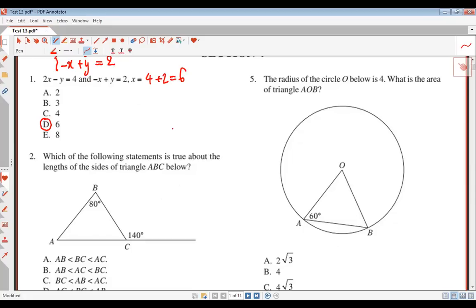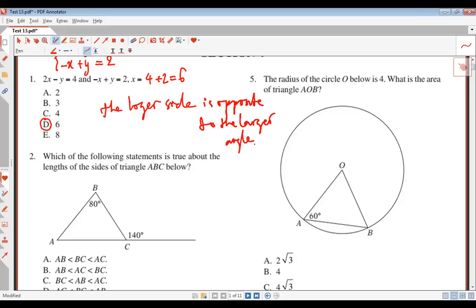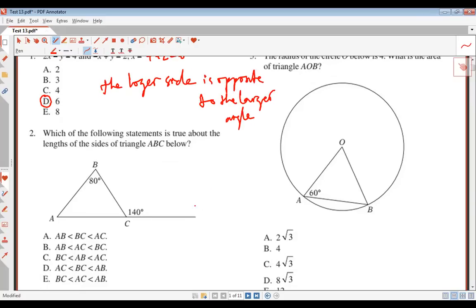We should know that the longer side is opposite to the larger angle, because here we need to compare the lengths of the sides of the triangle.